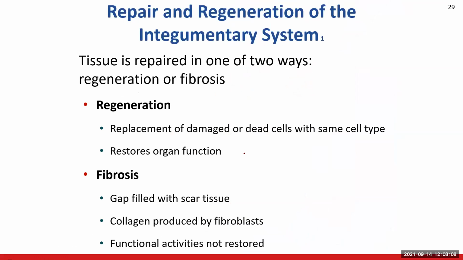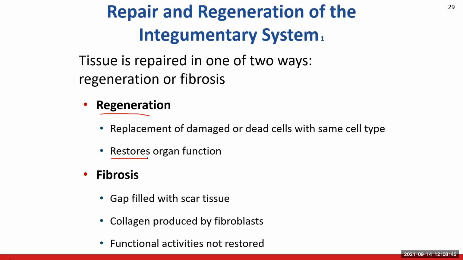All right, let me just finish up here and talk about two more things. One is the repair and regeneration of the integument system. Okay, it's important that you know this. So quickly, there's two ways in which tissue can be repaired in your skin. Either regeneration or fibrosis. Regeneration is the optimal one. This is the one you want, because basically any cells that were damaged or dead get replaced by the same type of cell, and it restores the function.